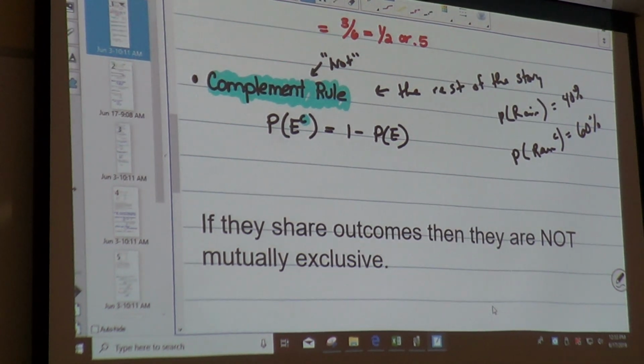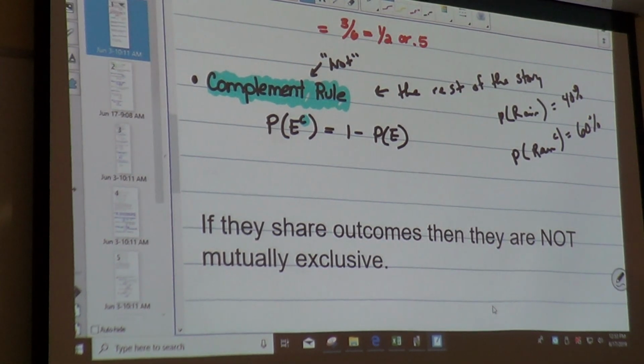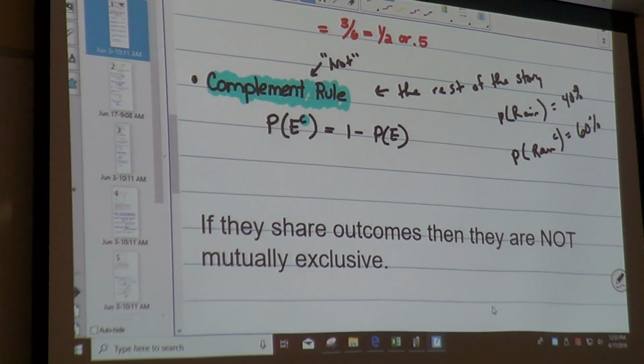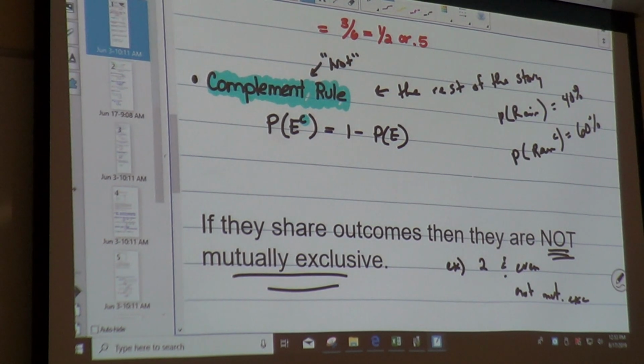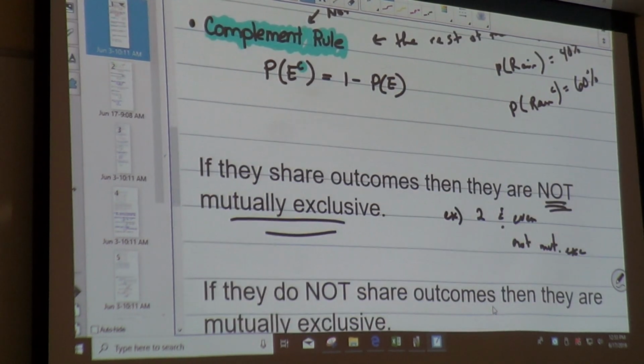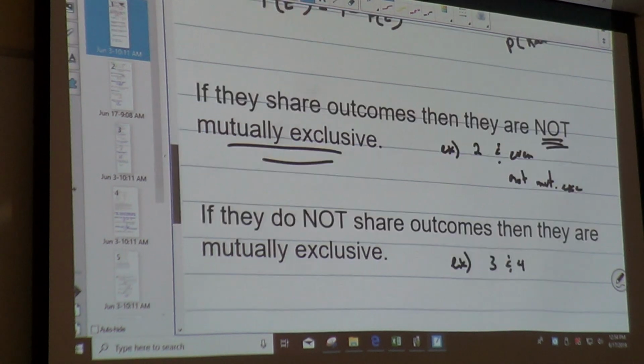We also use the terms mutually exclusive and not mutually exclusive. If they share outcomes, for example the 2 and the even, we say they're not mutually exclusive. If they do not share outcomes, for example the 3 and the 4, we say they are mutually exclusive.